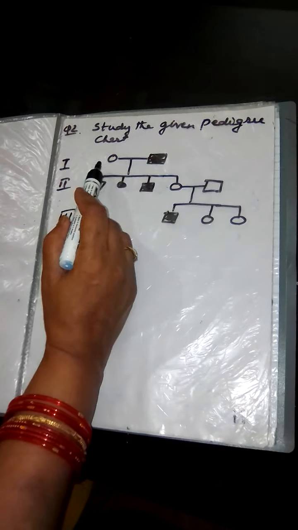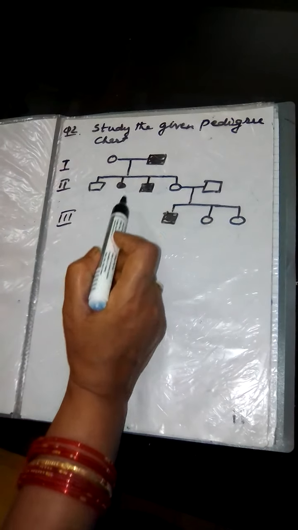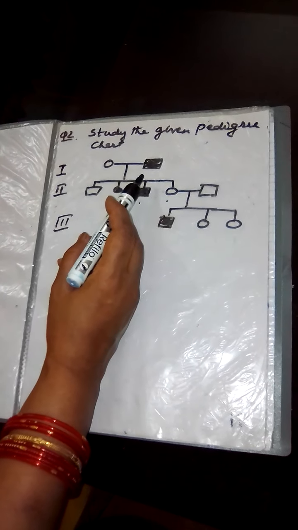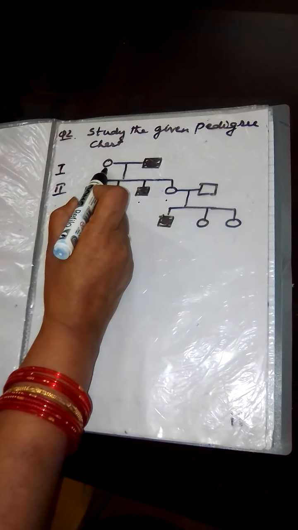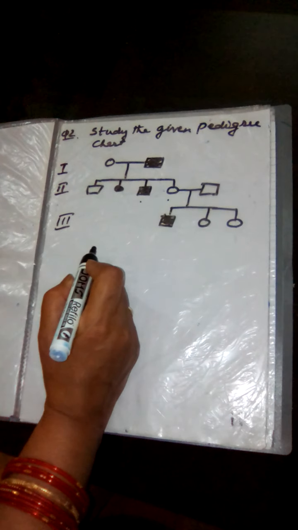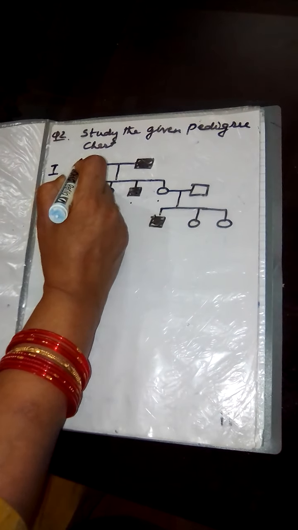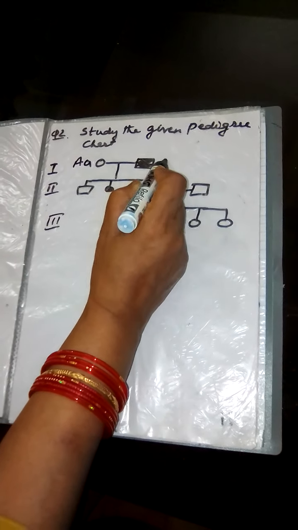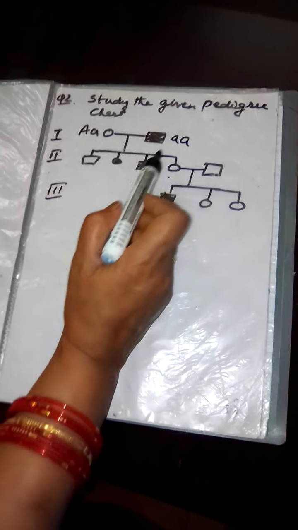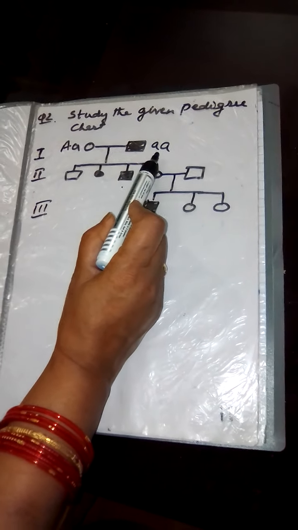Now the next question is, give the genotype of the parents in generation 1 and their third and fourth child, meaning this and this child, in generation 2. First I will tell you the genotype of the parents. The genotype of the parent in generation 1, because it is unaffected, would be capital A, small a, and small a, because it is recessive. So naturally all the recessive will have this genotype.